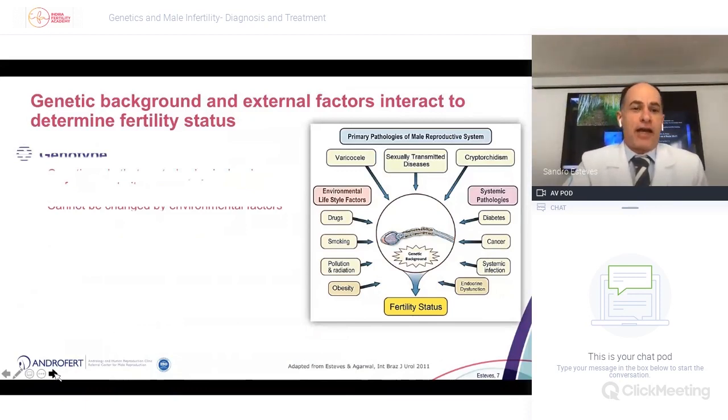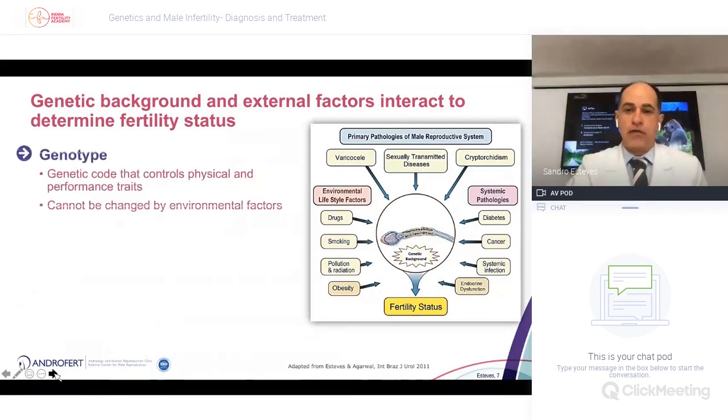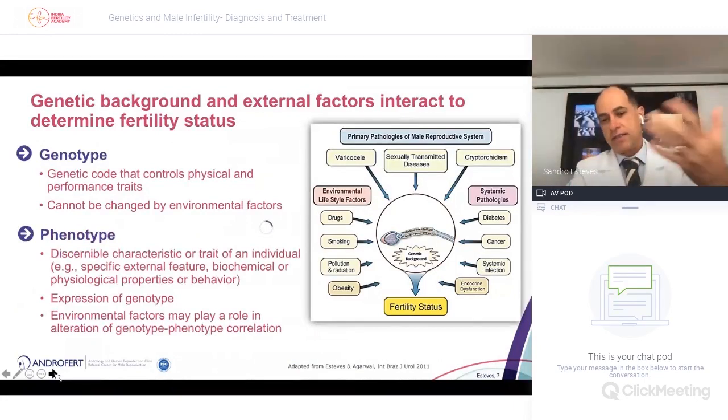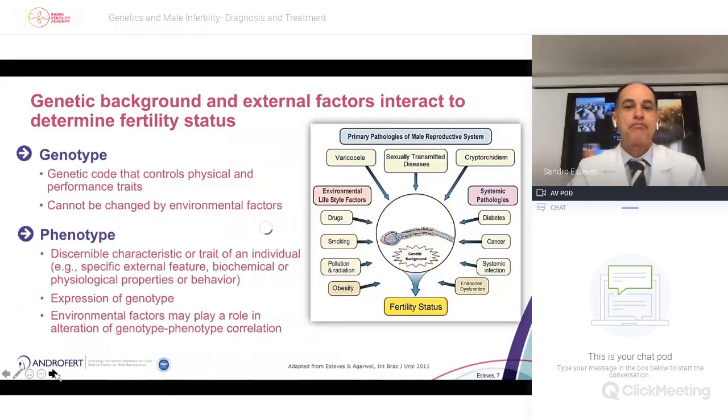So when we say that the genotype is the genetic code that controls physical and performance traits, this cannot be changed by environmental factors. However, the phenotype is the discernible characteristic of an individual, the specific external feature, biochemical, physiological properties, or even behavior. This is the expression of the genotype, but the phenotype is actually influenced by environmental factors. So there is this genotype-phenotype correlation that will determine, in this case, fertility.